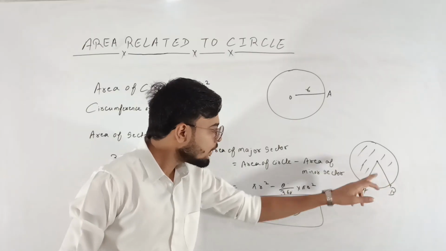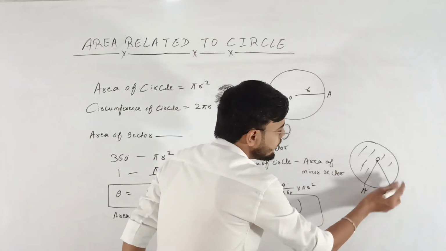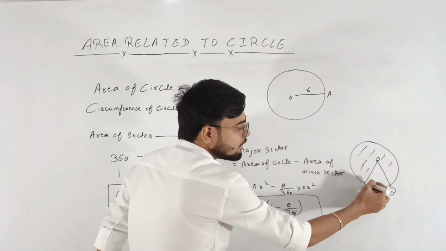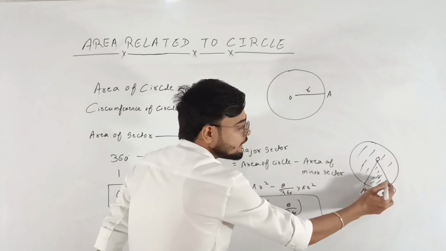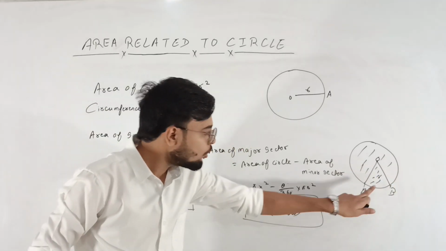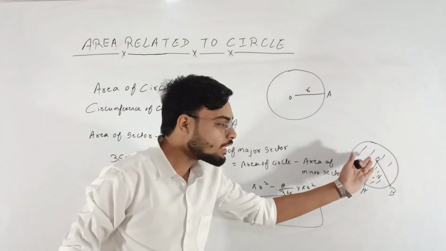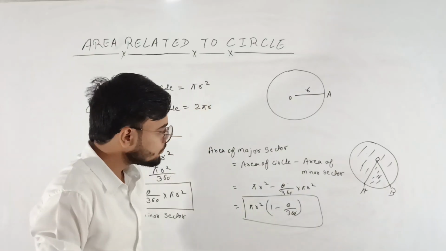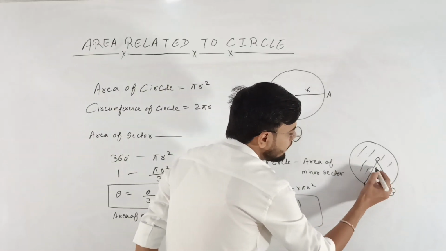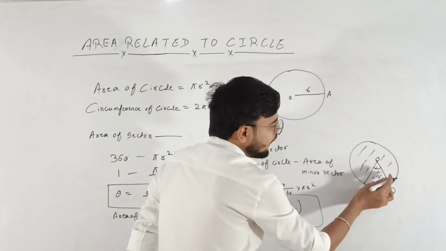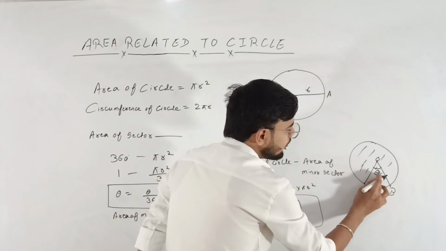So from the arc, if I join this point A to the center and this point B to the center, then I get one part of the circle, this part, and this part is called a sector. The smaller one is called the minor sector, and the bigger one is called the major sector. Now this AB makes an angle with the center, and I name this angle theta.